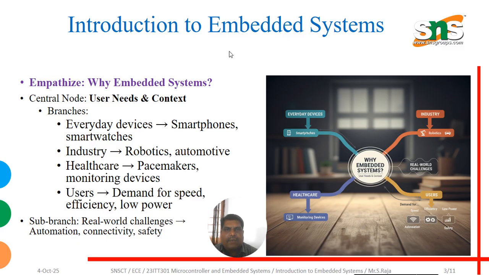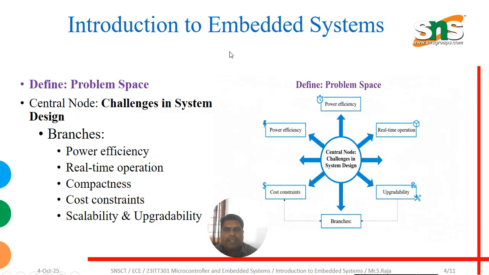So now we go for a real defined goal: why the embedded system is coming. The first is the challenges in system design.